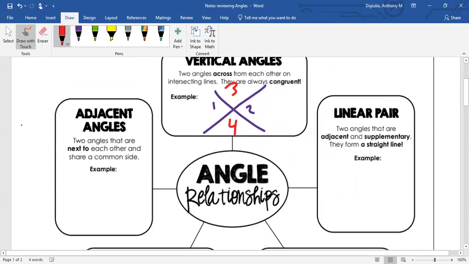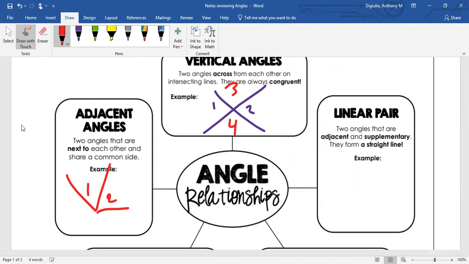Next, adjacent. This isn't going to help us as much. I just want you to remember this word. It's any two angles that are next to each other. So here are two angles, angle 1 and angle 2. They're next to each other. They are adjacent.